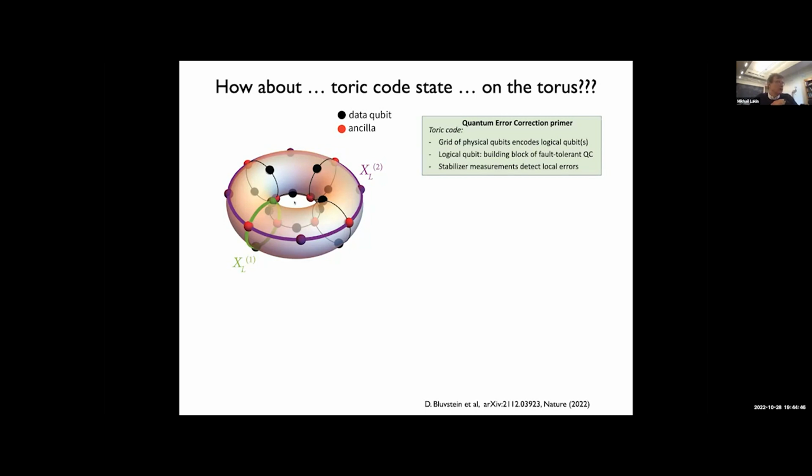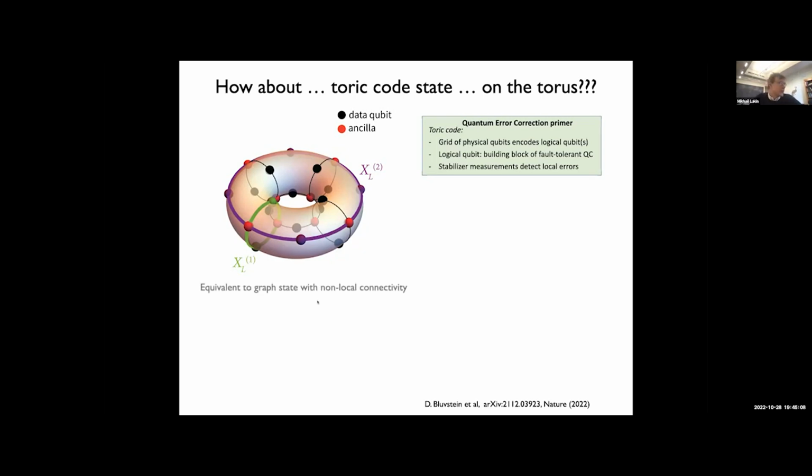And then you use extra qubits, which are called ancillas, to do stabilizer measurements to detect local errors. So this is one way one could, in principle, think to implement toric code on a torus. Red qubits here are ancillas, the black ones are data qubits, but that seems hard on a two-dimensional architecture. How would you do it?